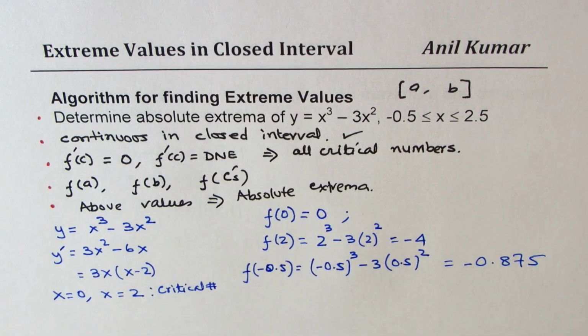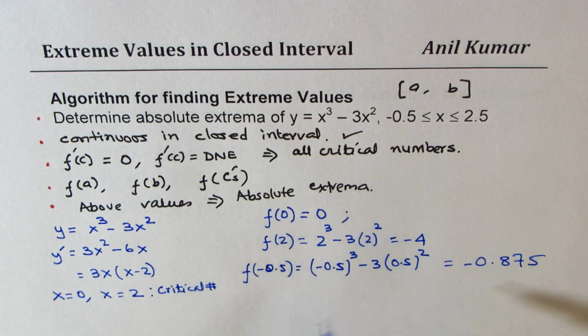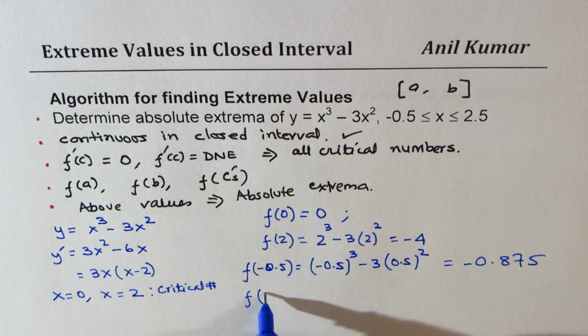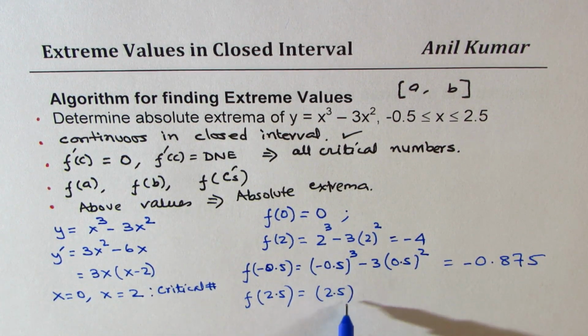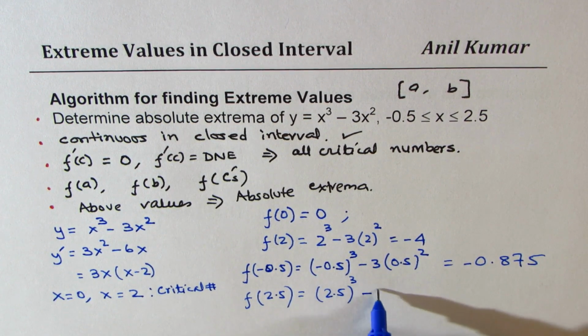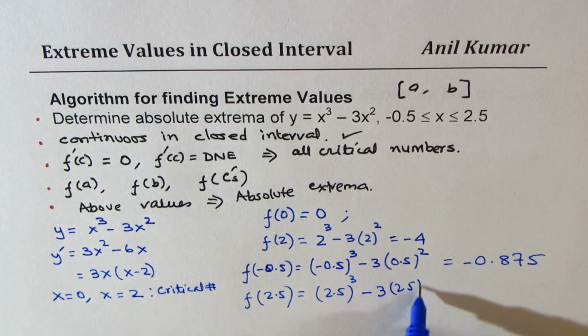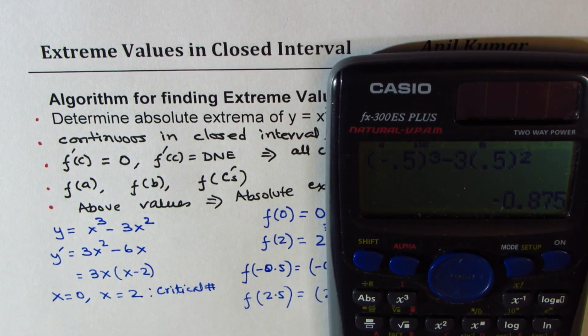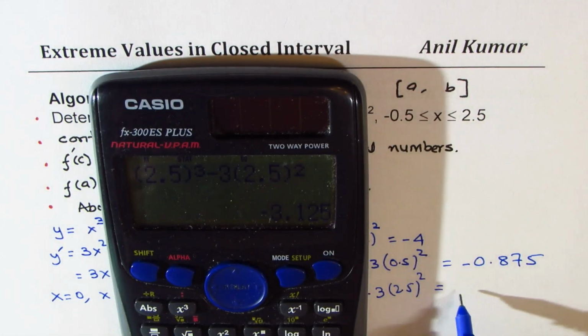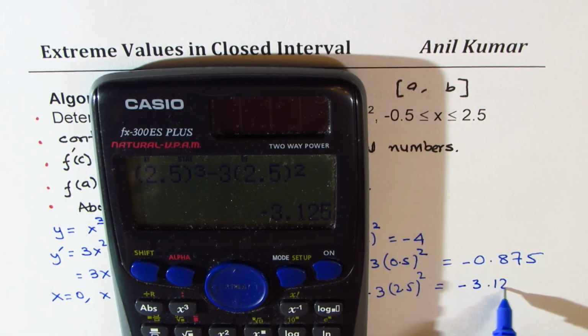Let's calculate this. That gives us a value of minus 0.875. And now let's also calculate the other extreme value, which is f of 2.5. So it is 2.5 whole cube minus 3 times 2.5 whole square. That is equal to minus 3.125.